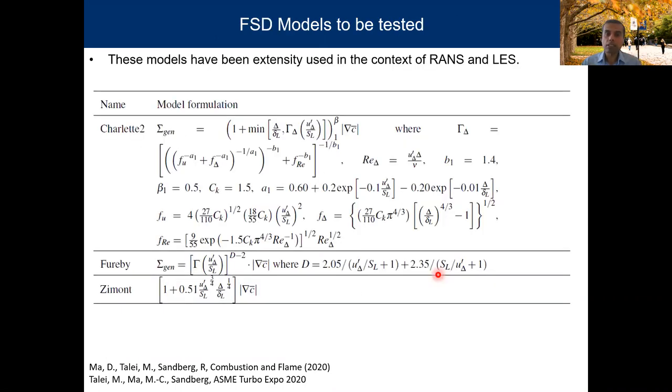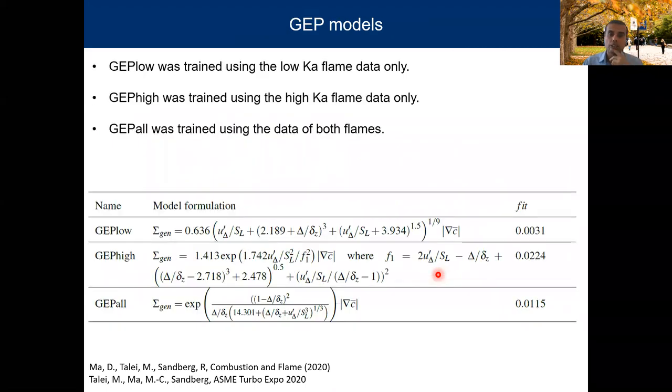And we used the DNS data for training. We also wanted to look at the performance of the existing FSD models here. So we chose 3 models from the literature to see how they perform compared to our GEP models. In the training process, we tried 3 different options. One option was to use the low Karlovitz number flame dataset for training, so the model was GEP low. Then we used the high Karlovitz number flame data for training, and the model was GEP high.